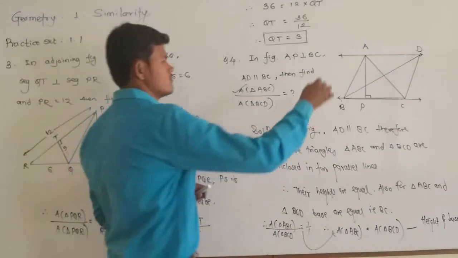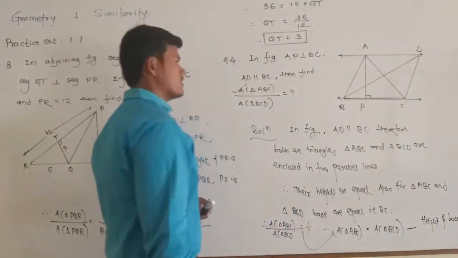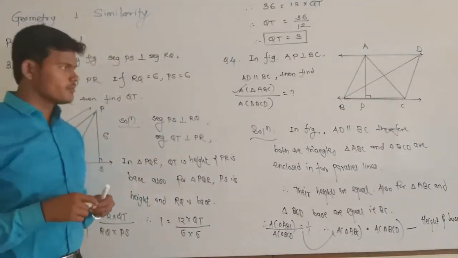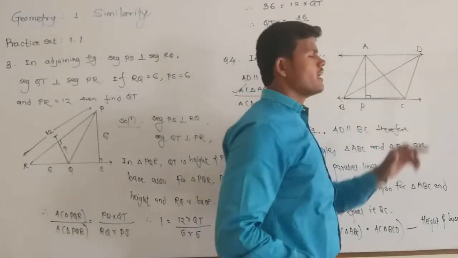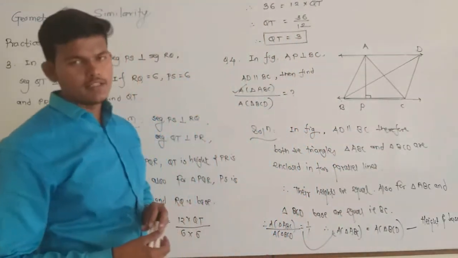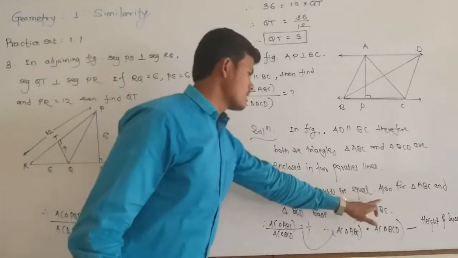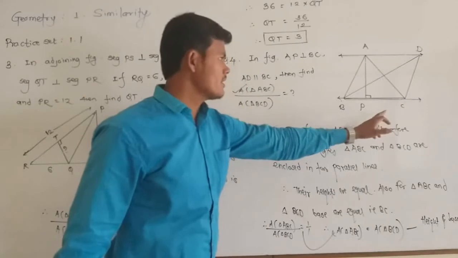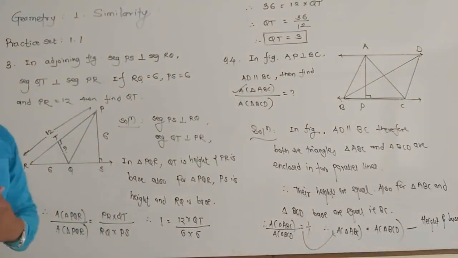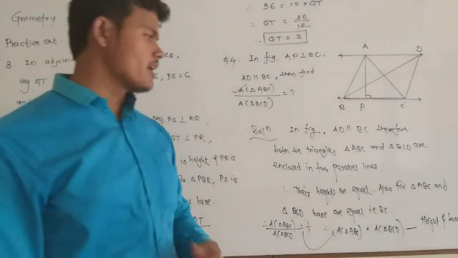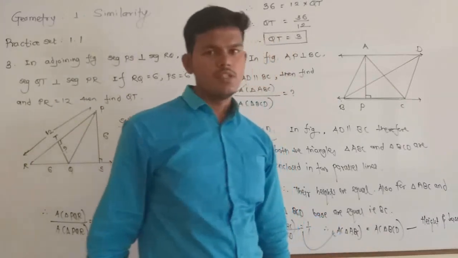Why? Because both the triangles are enclosed in two parallel lines. Here AD is parallel to BC, and if two lines are parallel, that means the distance between the parallel lines is constant. And here triangle ABC and triangle BCD are enclosed in two parallel lines. If two triangles are enclosed in two parallel lines, that means their heights are equal. And also for triangle ABC and triangle BCD, their bases are equal. So if two triangles have bases and heights equal, then their areas are also equal. So we get area of triangle ABC to area of triangle BCD is 1:1.